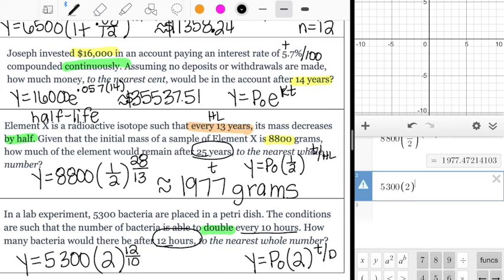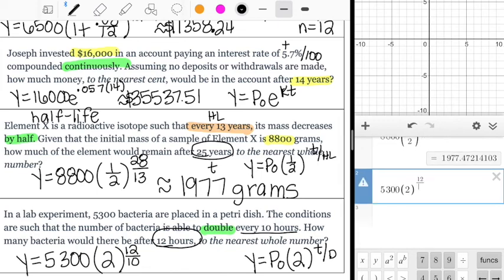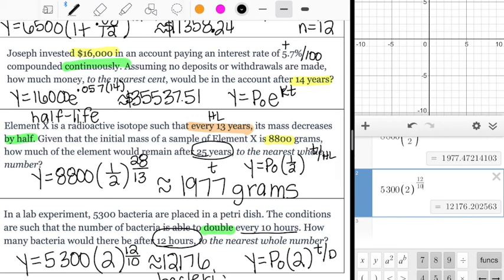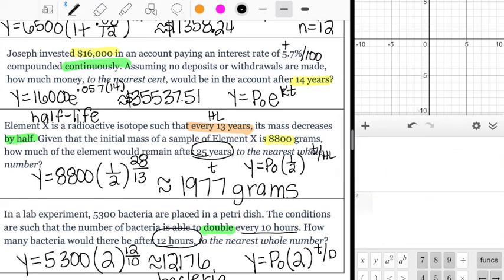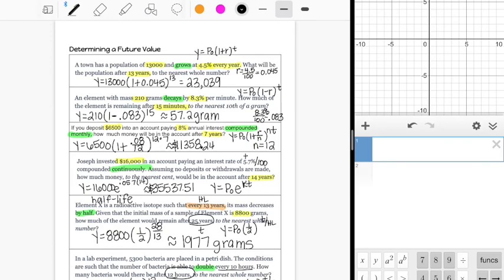And after that's all said and done, we get that there's approximately 12,176 bacteria that double every 10 hours, not years. So when we look at these pieces, we're talking about 10 hours to double, and it asked us for 12 hours total. Now, these are all future values.